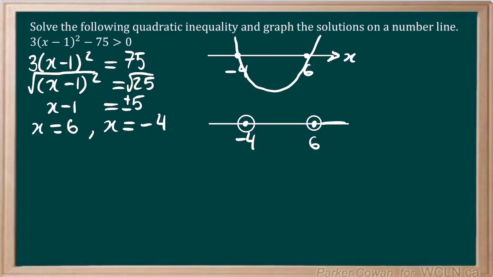So now we just draw our lines showing that the graph is greater than 0 when x is greater than 6 or less than -4. Okay? We can also write down the domain, which, like I say, is x less than -4, x greater than 6. So that's all for this one.